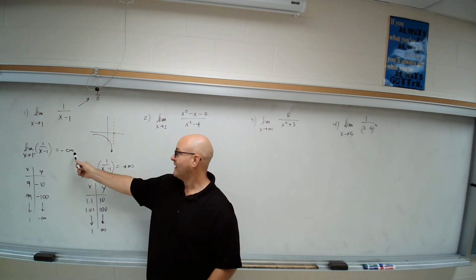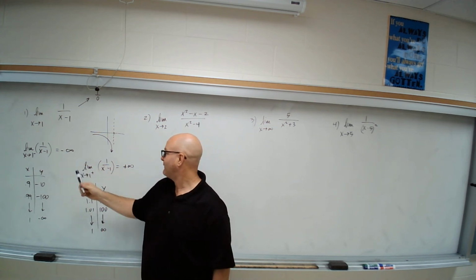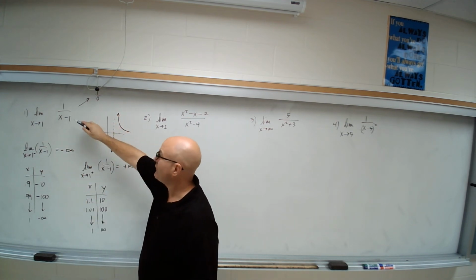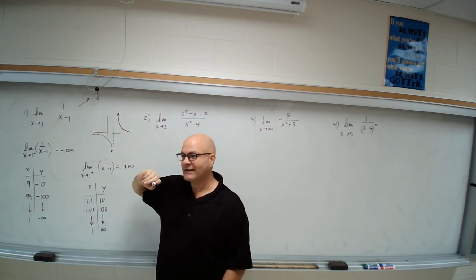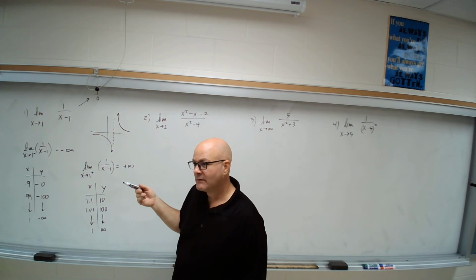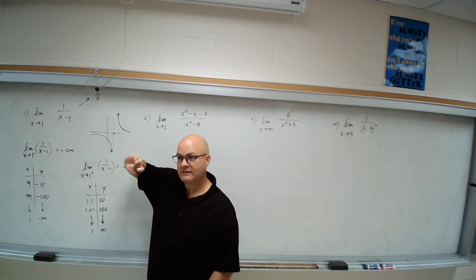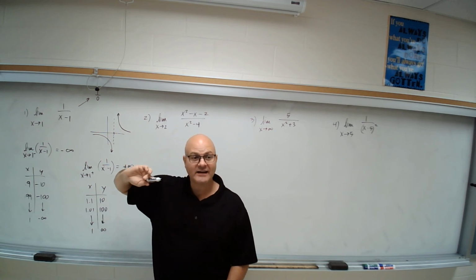So the left-hand limit at 1 is negative infinity. The right-hand limit is positive infinity. Hopefully you knew that that's kind of what that graph looked like. It's just an old hyperbola, right? So would the two-sided limit exist? No, the two-sided limit does not exist.